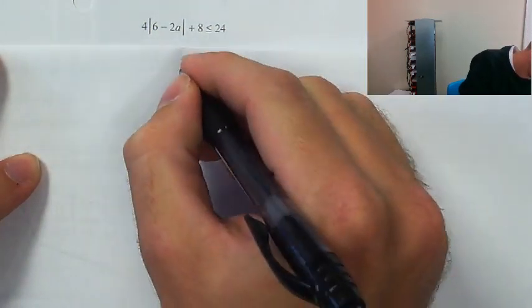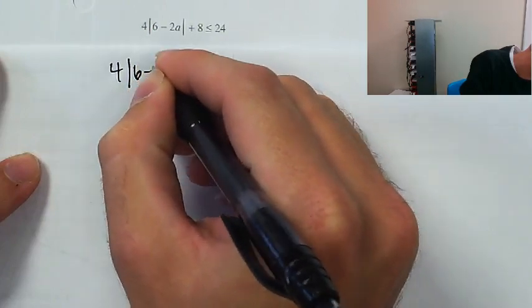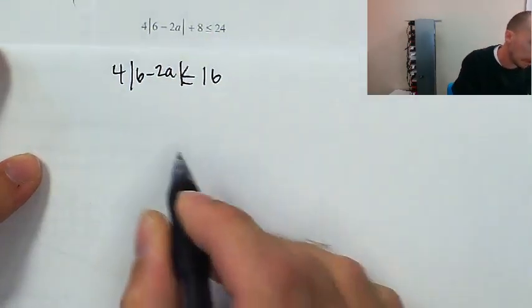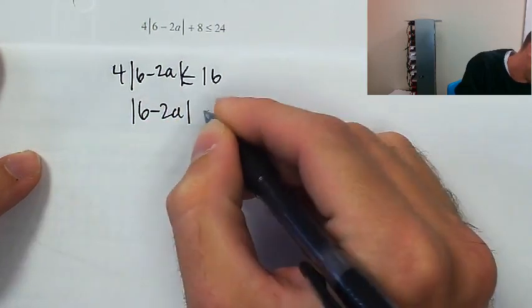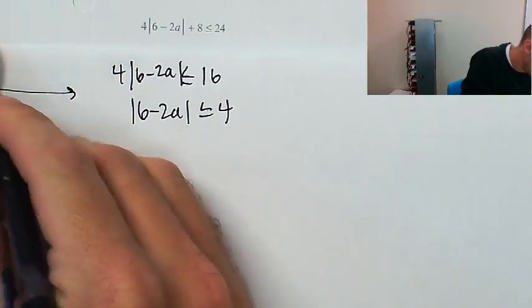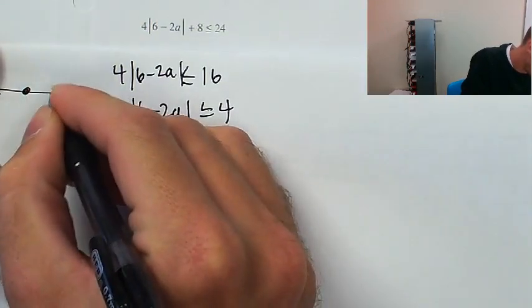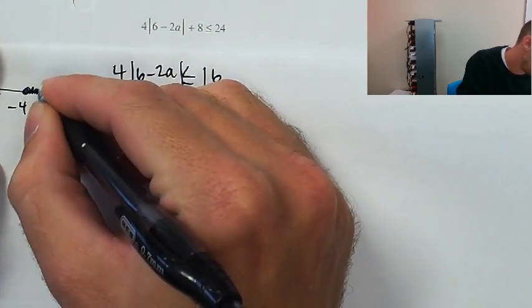All right. Now I'm going to subtract 8 from both sides, so I'll have less than or equal to 16, and I'll be left with 4 absolute value of 6 minus 2a. All right, then I'm going to divide both sides by 4, and I'll get absolute value of 6 minus 2a is less than or equal to 4. And I think about, okay, where's the absolute value of a number less than or equal to 4? Well, it's equal to 4 over here at negative 4 and positive 4, and the absolute value is less in here in the middle.